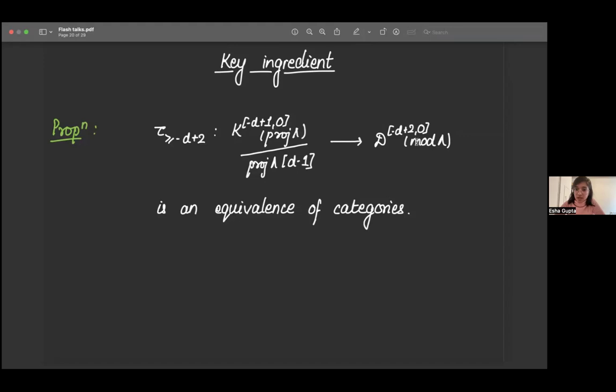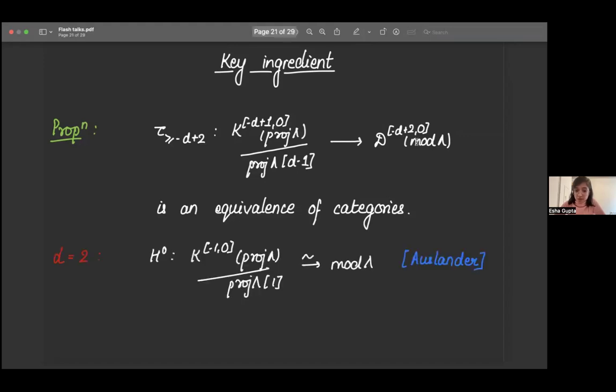In particular, if I take d equal to 2 in this proposition, this tau greater than or equal to 0 is just H0. We saw that. D00 mod lambda is mod lambda, and we recover a classical result of Auslander, which says that the module category is equivalent to the two-term homotopy category of projectives quotiented out by the shifted projectives.